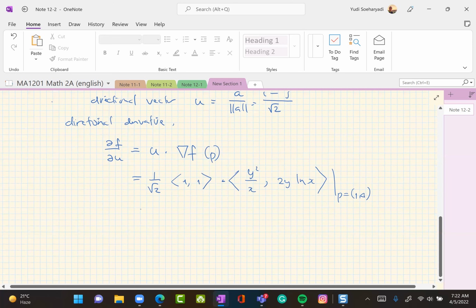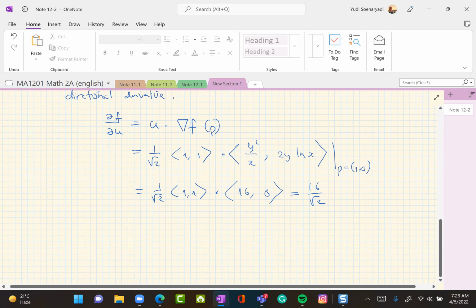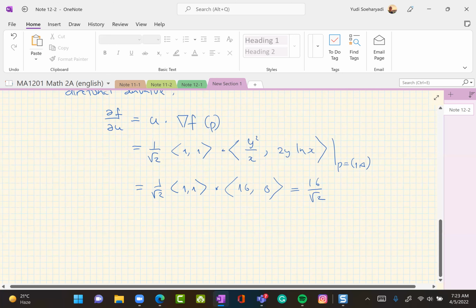Okay, so just plug it in. You may substitute p first or later, it doesn't matter. Okay, so let's plug it in. y squared is 16 over 1, so 16 here. For 2y, so 8 ln of 1, that's 0. All right, so that's (16, 0), so 16 over square root of 2. Okay, questions?